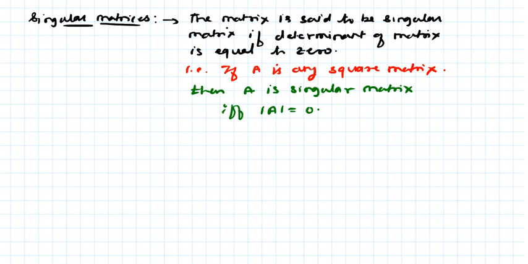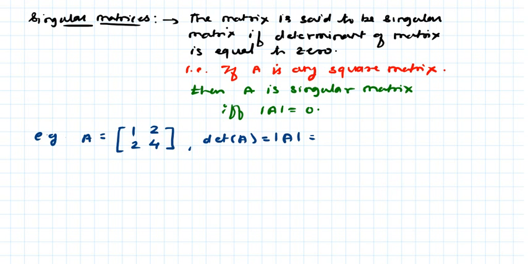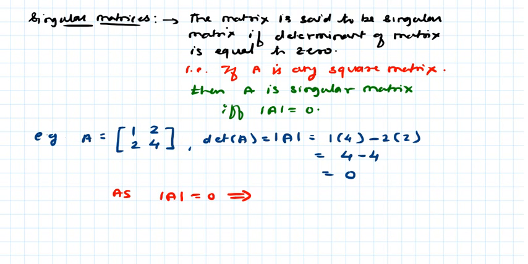For example, suppose I have this matrix 1 2 2 4. If I calculate the determinant of this matrix, determinant of A, which can also be noted as mod of A, it will be 1 into 4 minus 2 into 2. So this is 4 minus 4, which is equal to 0. As the determinant of A is equal to 0, this implies the given matrix A is a singular matrix.